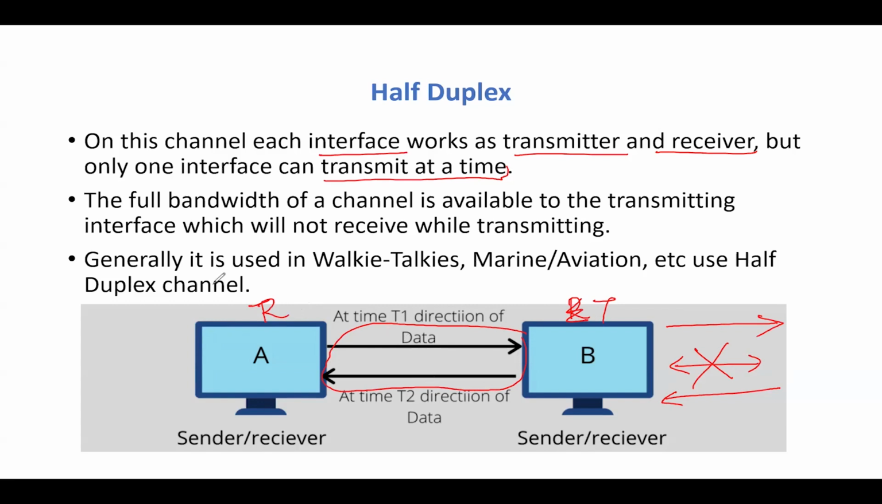Generally it is used in walkie-talkies. You might know a walkie-talkie, we cannot use it like a mobile phone. In a mobile phone, you can talk as well as your friend can talk simultaneously from the other end. But in a walkie-talkie, if you are the transmitter, if you are talking, the other person cannot talk. He should listen and then only he will be able to talk back. So that is an example of half duplex. Marine and aviation also use the same kind of technology. So these are all examples of half duplex channels.